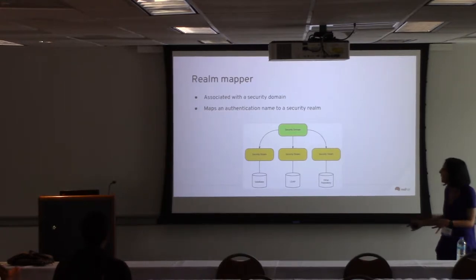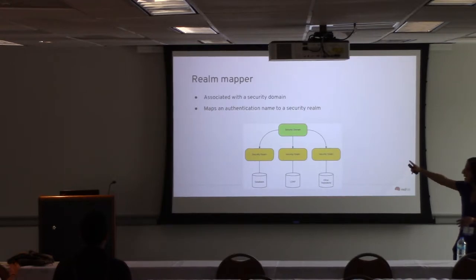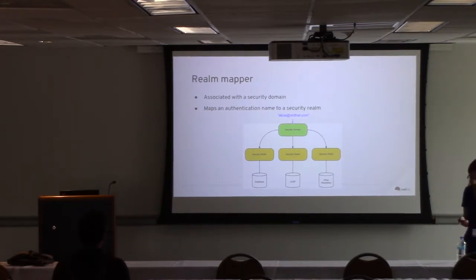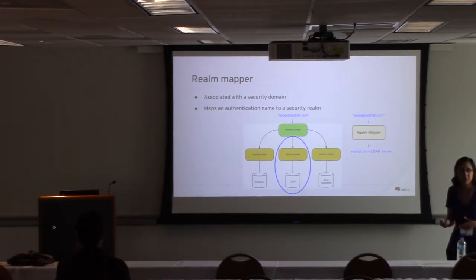As an example here, you can see that this security domain is backed by three security realms. When the authentication process starts and we see a username like alice@redhat.com, this security domain needs to determine which of these security realms it's going to use in order to obtain the identity information for Alice. So it takes its realm mapper and maps alice@redhat.com to a security realm. In this example, it's been mapped to the LDAP server. So this will be the security realm that's used to obtain the identity information for Alice.